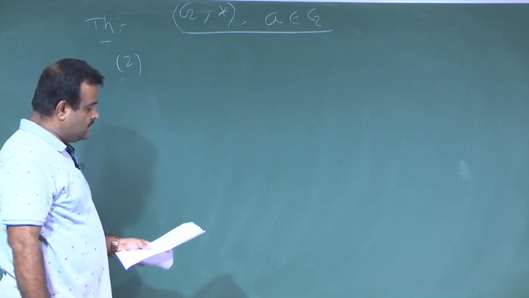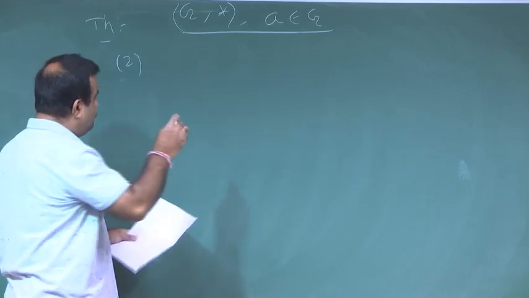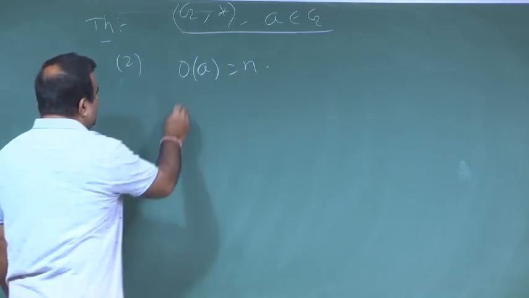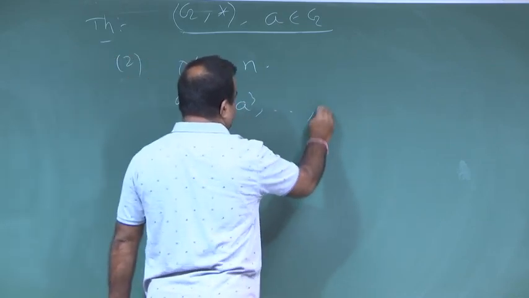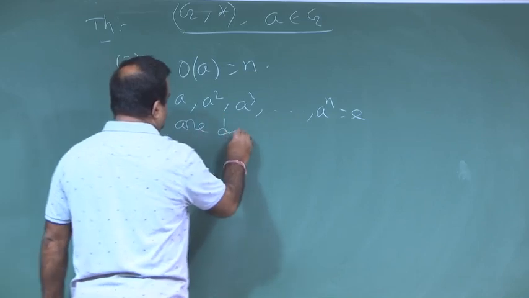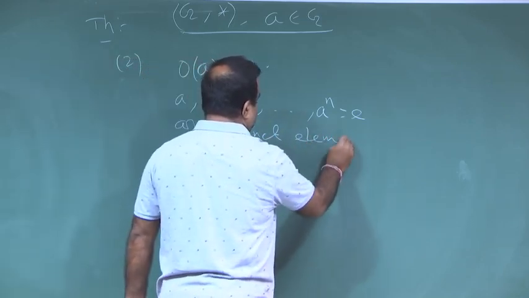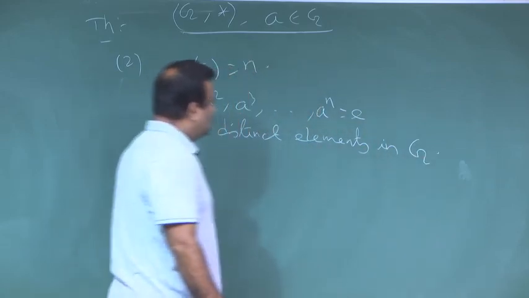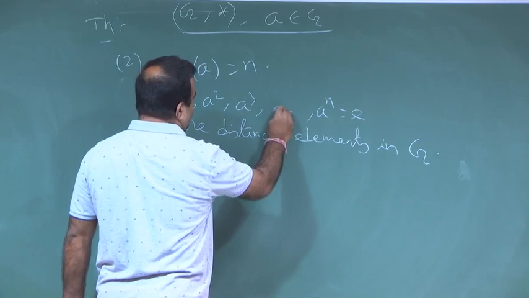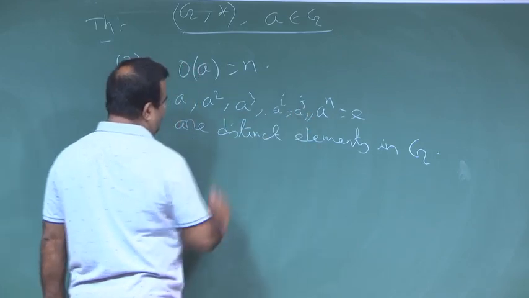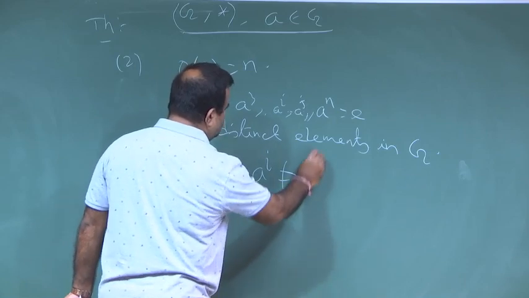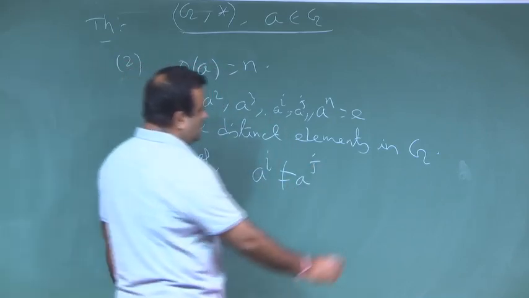Now, this one: if the order of an element a in the group is n, then a, a square, a cube, up to a to the power n, which is nothing but e, are basically distinct elements in G. That means no two elements will be the same. If we take two arbitrary i and j, a to the power i and a to the power j, our claim is that a to the power i should not be equal to a to the power j, where j is greater than i.